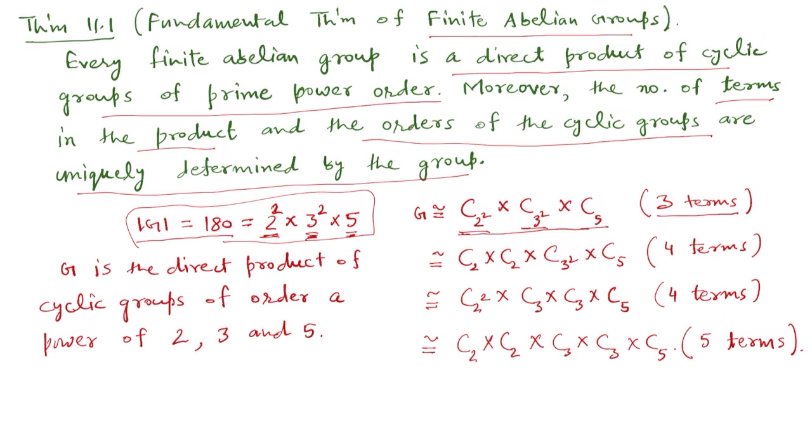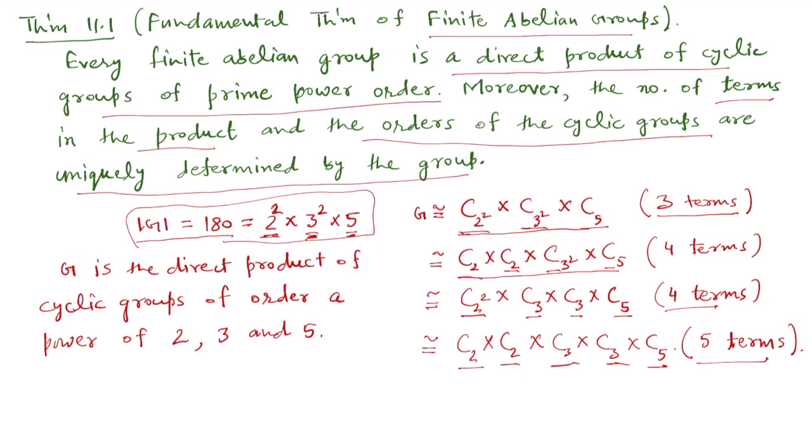The second scenario is that G is the direct product of 4 terms and the orders are 2, 2, 9 and 5. Then again 4 terms, but the orders are 4, 3, 3 and 5. And lastly, G can have 5 terms in the direct product and the orders are 2, 2, 3, 3 and 5. These are all the possible cases. This is what the fundamental theorem says.